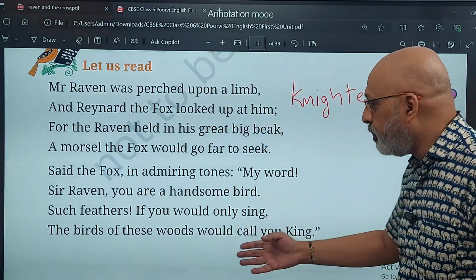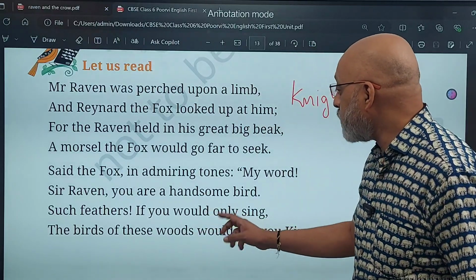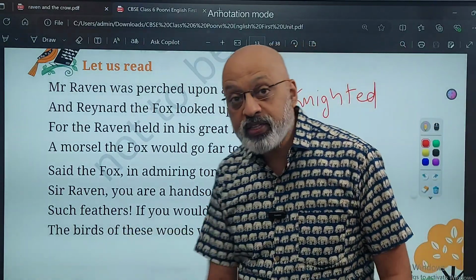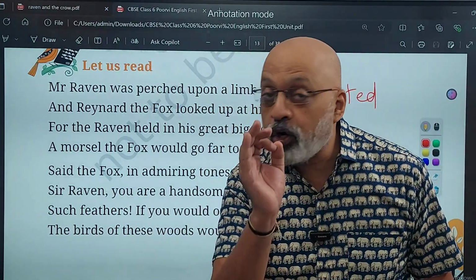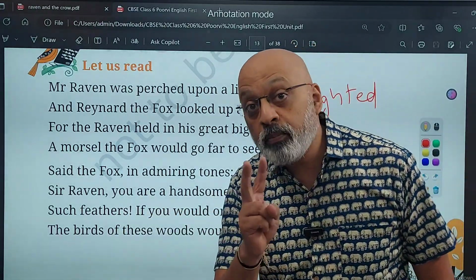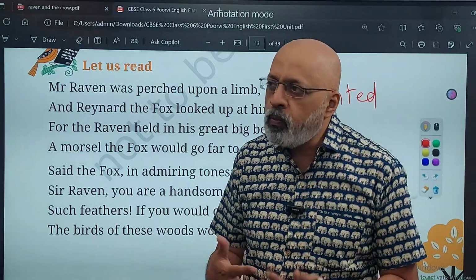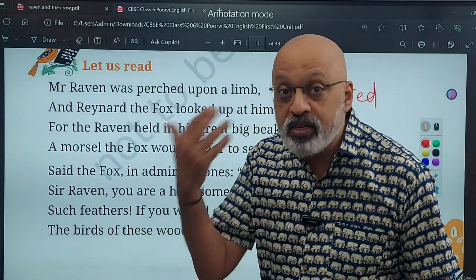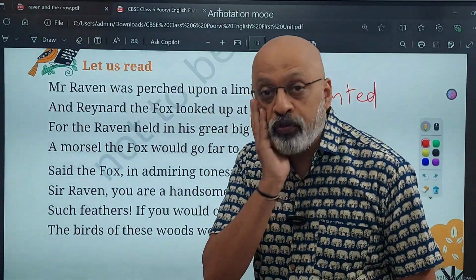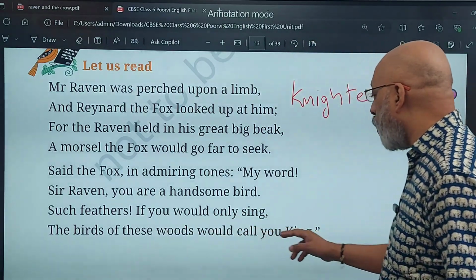You are a handsome bird. Such feathers. Again, lie number 2, because he is not handsome. Such feathers, I've already told you that its feathers are not supposed to be beautiful. The raven's feathers. So false praise number 2. Such feathers means he's almost like, oh my God, such feathers, trying to say such beautiful feathers. "If you would only sing, the birds of these woods would call you king."